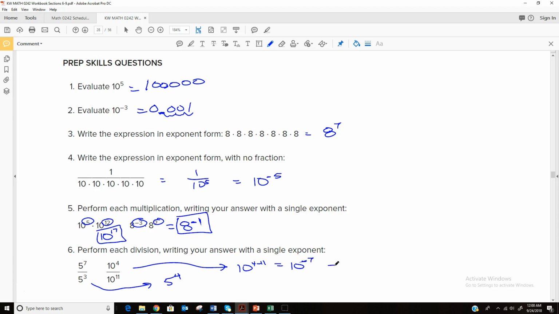Which you could write it like that, or you could write it as 1 over 10 to the 7th. Same thing here. I could write it 1 over 8 to the 1st, or just 1 8th. But since it said a single exponent, I left it like this. So this could be 10 to the negative 7 or 1 over 10 to the 7. They're equivalent.